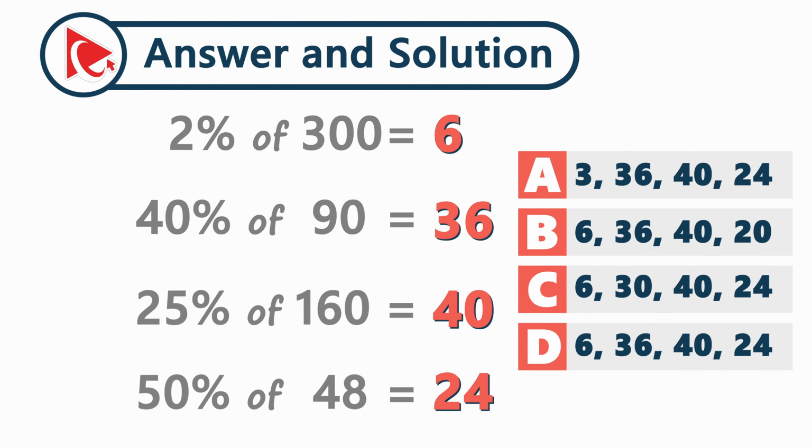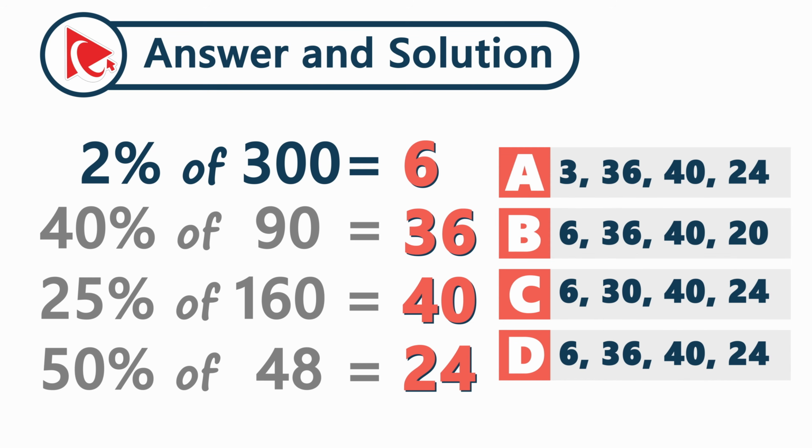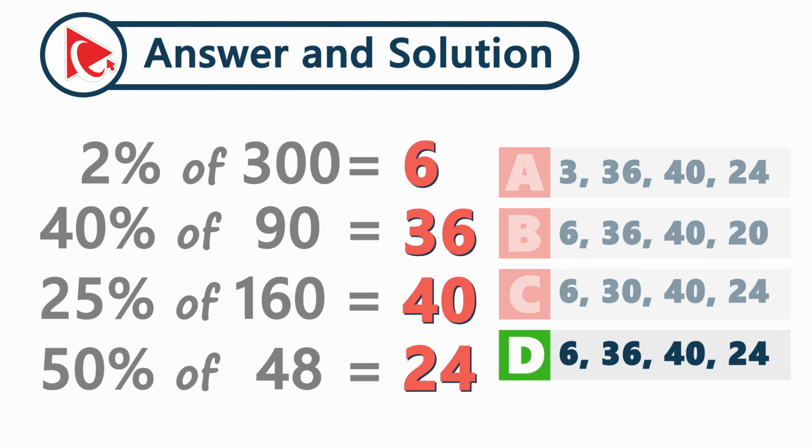Now let's recap. 2% of 300 is 6. 40% of 90 is 36. 25% of 160 is 40. And 50% of 48 is 24. And the correct answer here is choice D, 6, 36, 40, and 24.